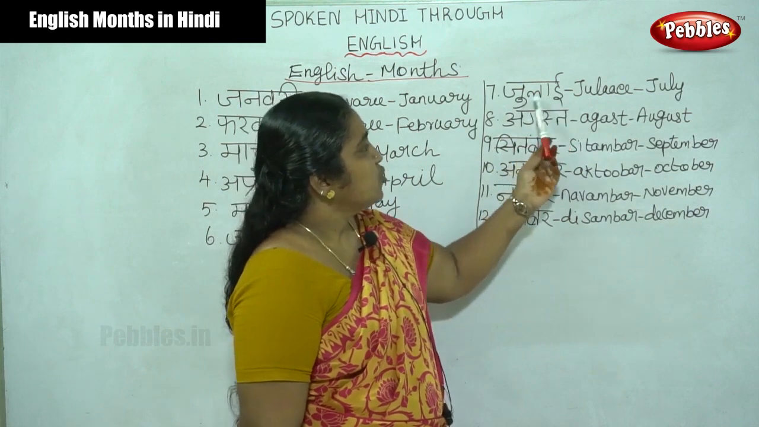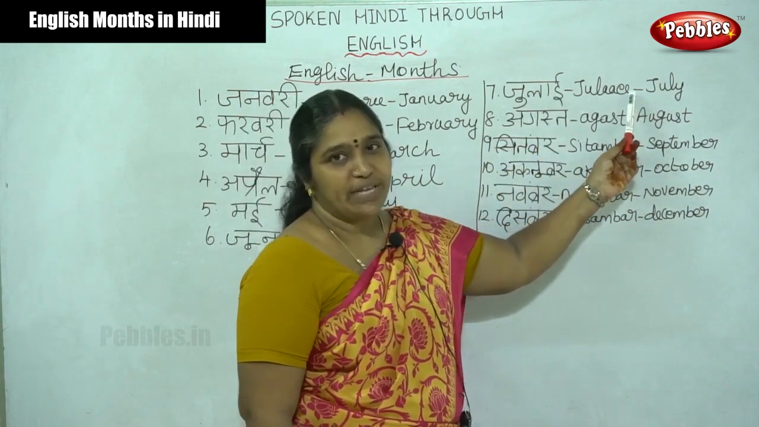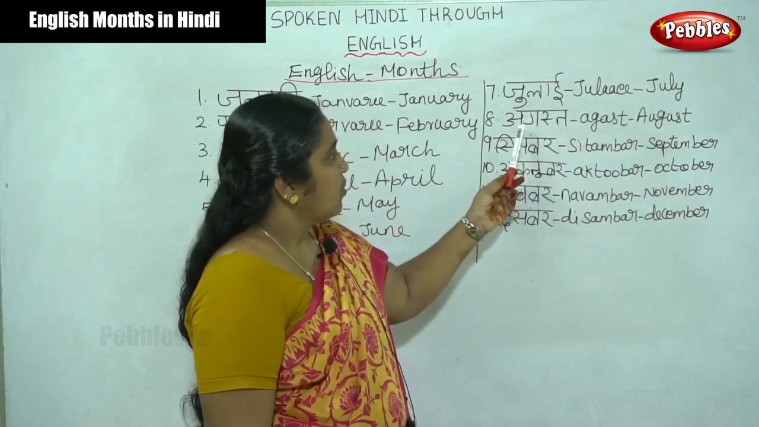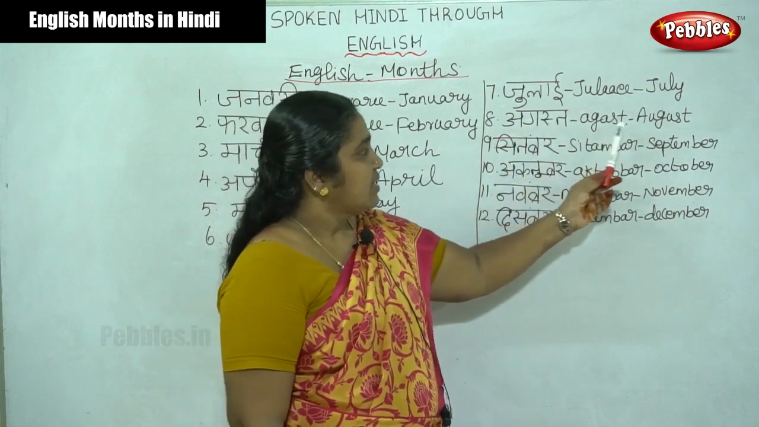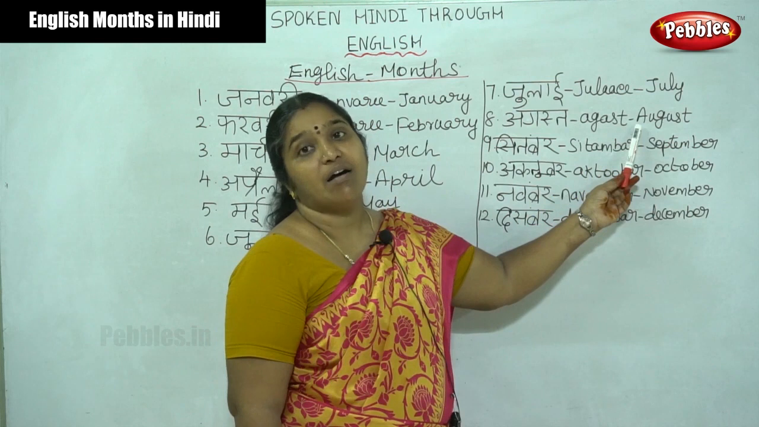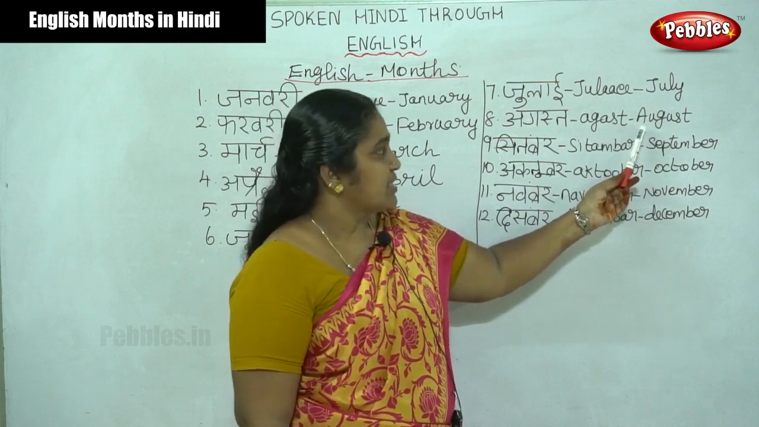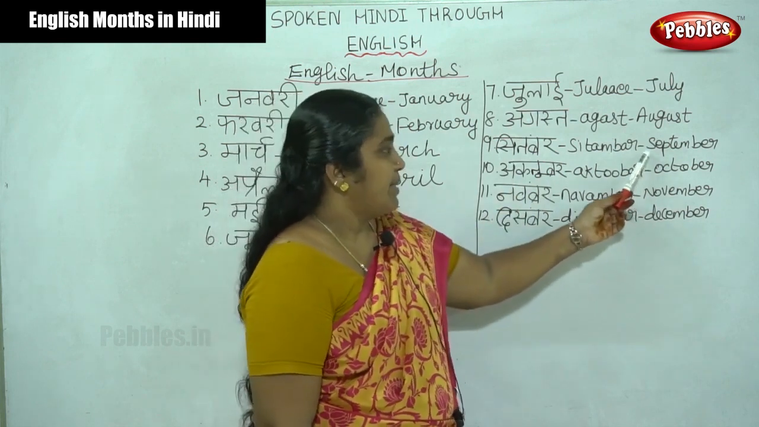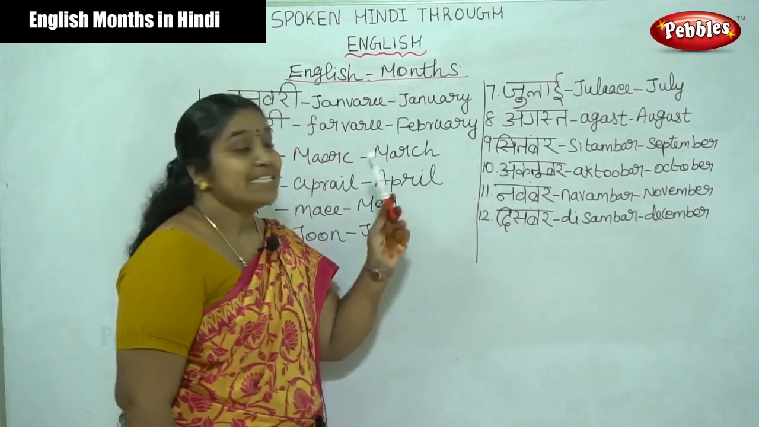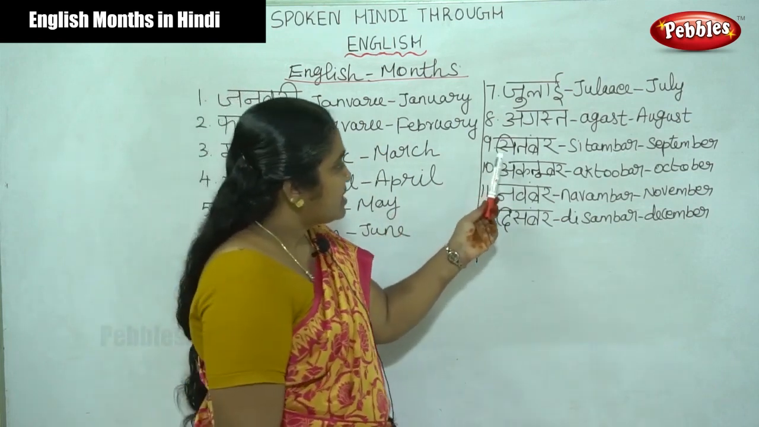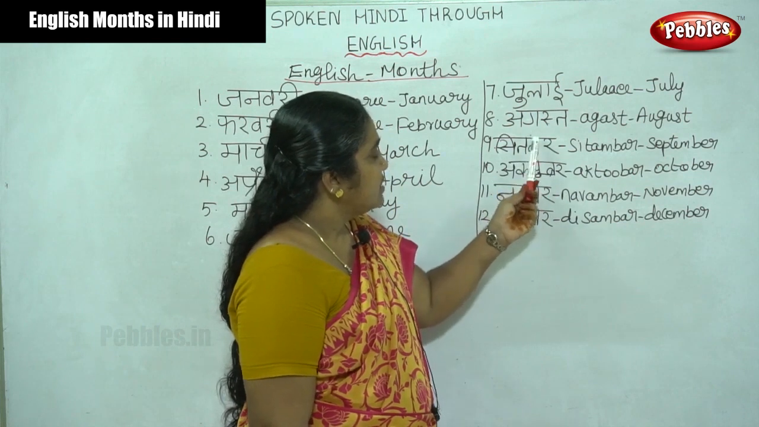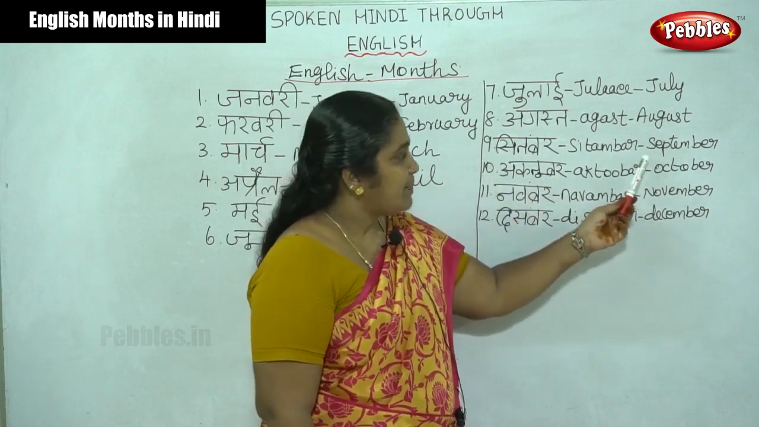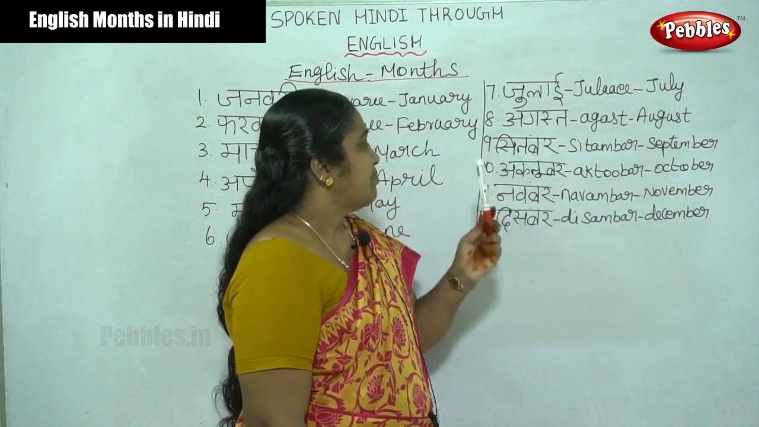July, here we say it as July. Okay, July. August, but in English we say it as August. Okay, August. Then for September, in Hindi we call it Sitambar. There is a bindu, so we call it Sitambar. For September we have to pronounce it as Sitambar.